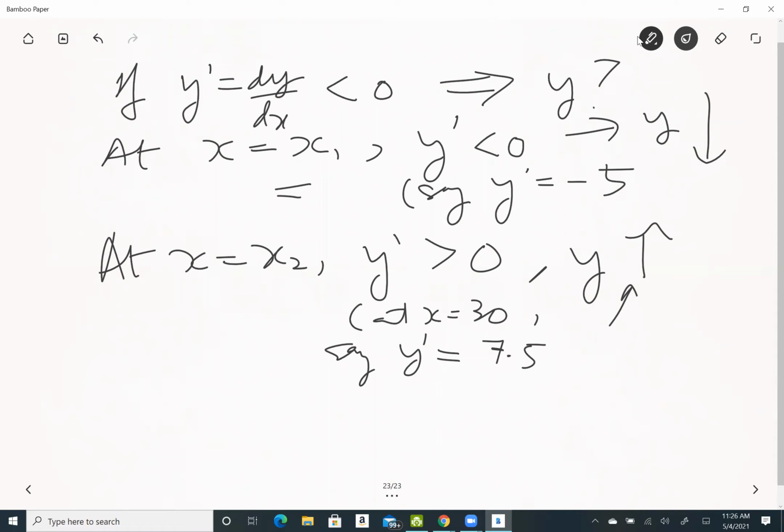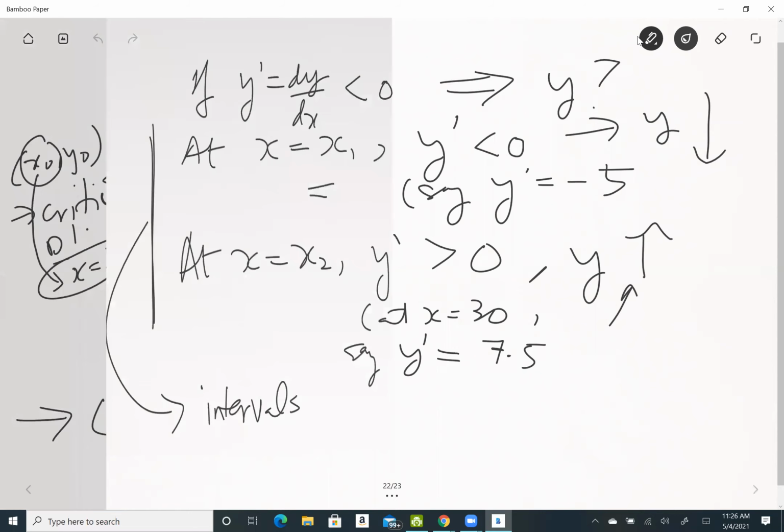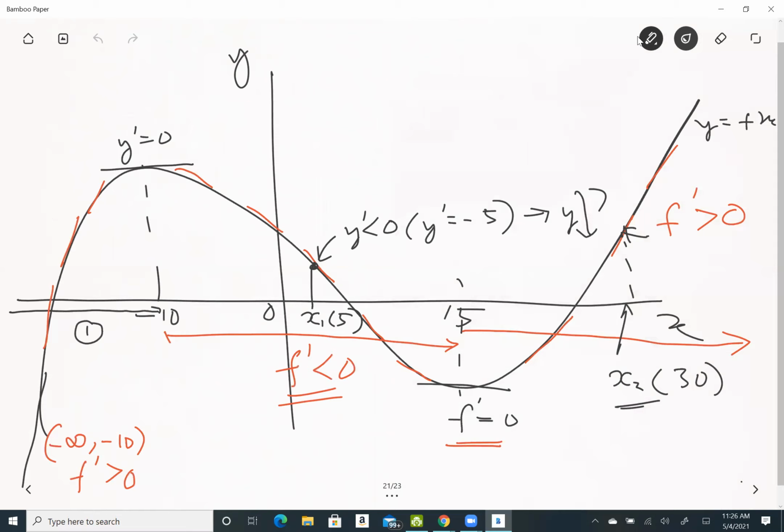All right. So we can generalize the idea to an interval. Now, in one interval, let's say I go back to this graph here. I got this point where y prime is negative, the function is decreasing. Y decreases. Now, if you look at the y prime negative for the whole interval, negative 10 to 15, what can you say about the y prime?